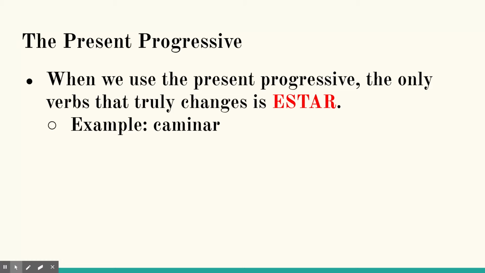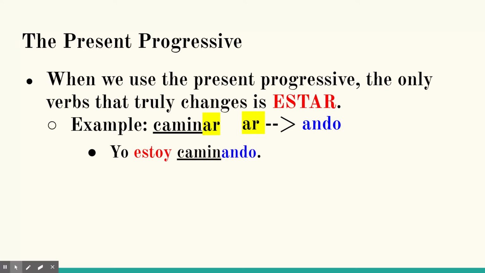For example, let's look at the verb caminar. Here we can see the stem, camin, and the ending AR, or the infinitive AR. Now, that AR is going to change to ando when we use it in the sentence. Camin, which is my stem, is going to stay the same. So, here we go. Yo estoy caminando. I am walking right now. As you can see, you have the conjugation of estar, estoy, the stem, camin, plus the present participle, ando.